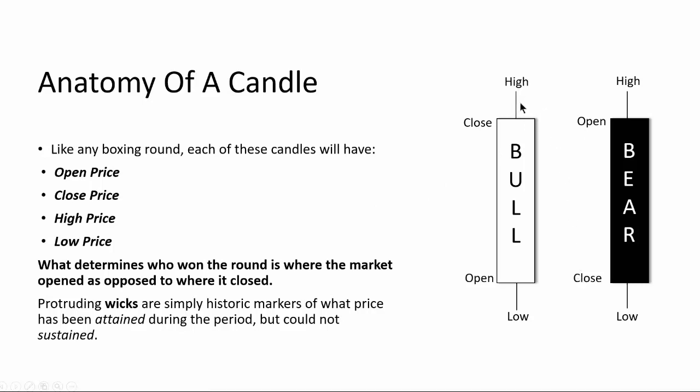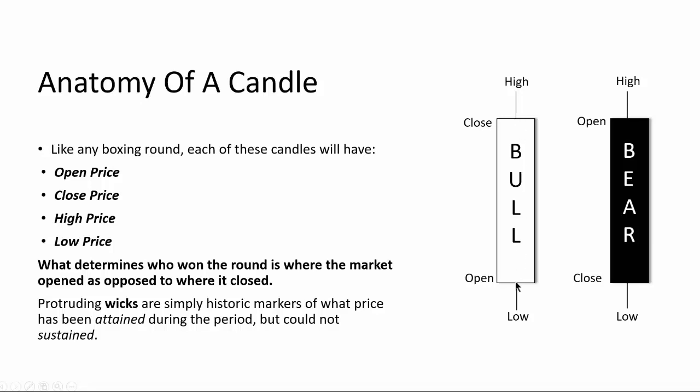Protruding wicks, okay, these things that stick out from time to time from the candle. Protruding wicks are simply historic markers of what price has been achieved during that candle's open time. So as long as this candle, let's say that this was an hour candle, during the course of the hour, the market opened here and the bulls push. At one point, they were able to make it to this height, but then fell back. They couldn't sustain it, right? So they leave this little wick behind to kind of let you know we were here.